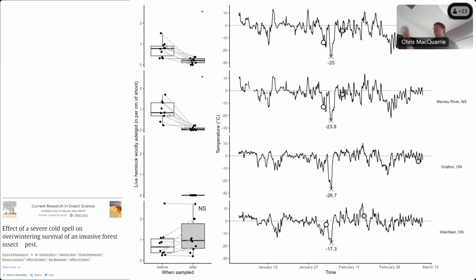So we wrote this up and we just actually had it published last Monday in Current Research in Insect Science. So that's out there for folks to read. And this is actually the first assessment of the insect at the northern edge of its range. So it was a fun little project, and it all started because of Facebook social media stuff. So it's not all bad.